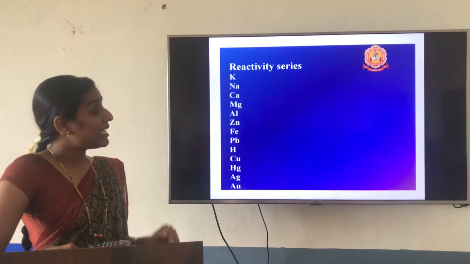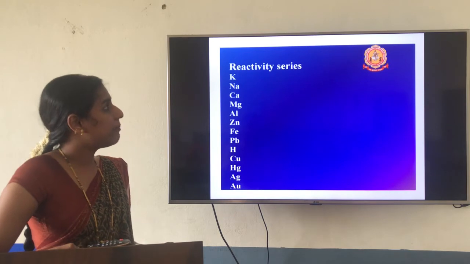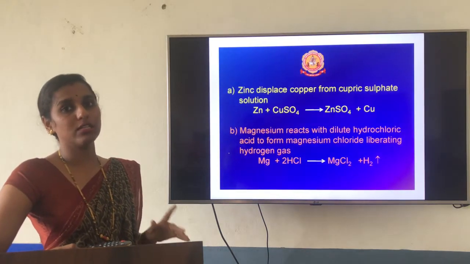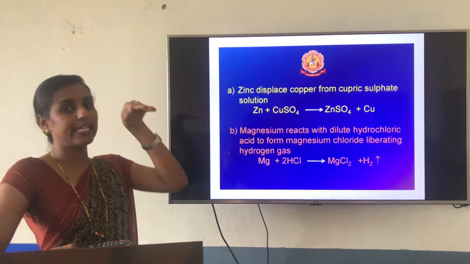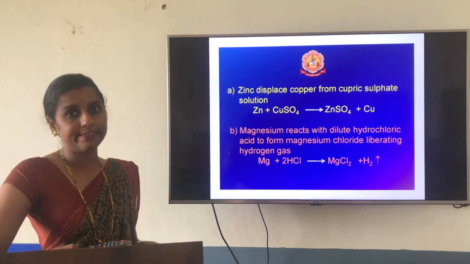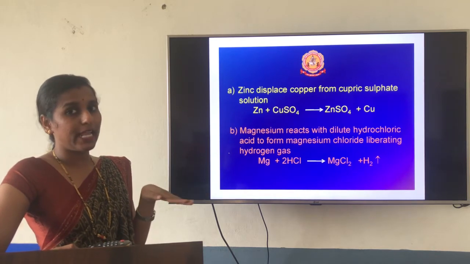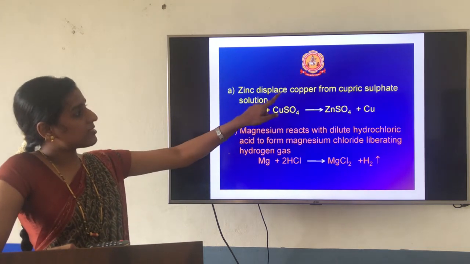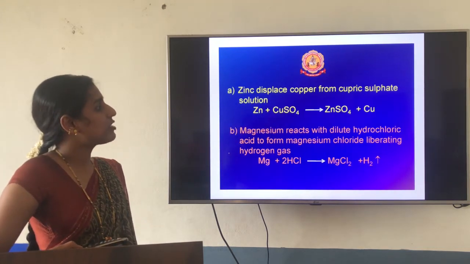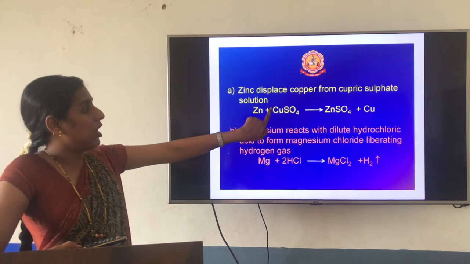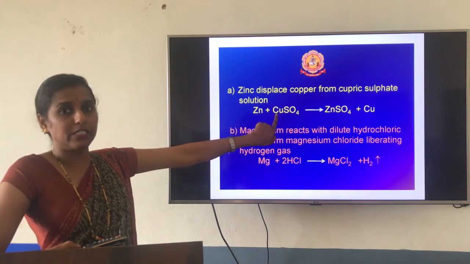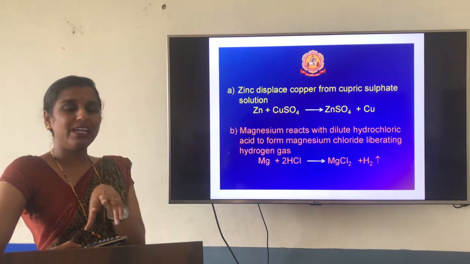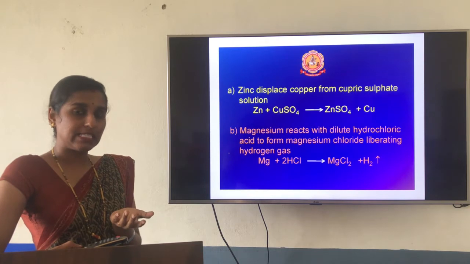Why is this reactivity series important? Because the replacement of an element will be done based on this reactivity series. Only a highly reactive metal can replace a lower reactive element. A lower reactive element cannot replace a highly reactive metal. For example, zinc displaces copper from cupric sulfate solution. You can observe here: copper sulfate solution, you take it in a beaker, which is blue in color. Dip a zinc rod. After some time you can see some observation.